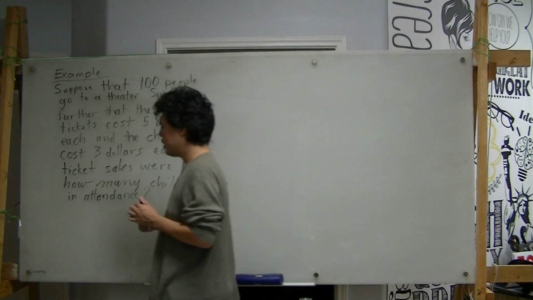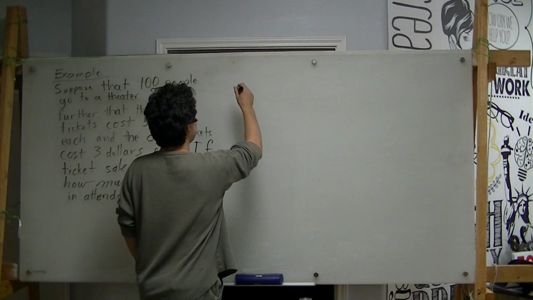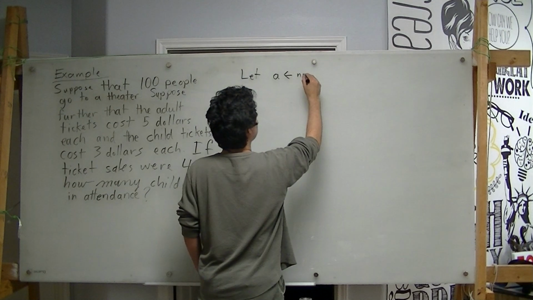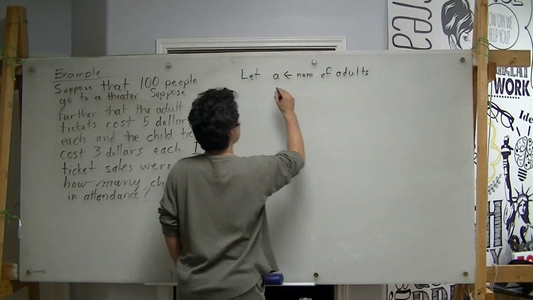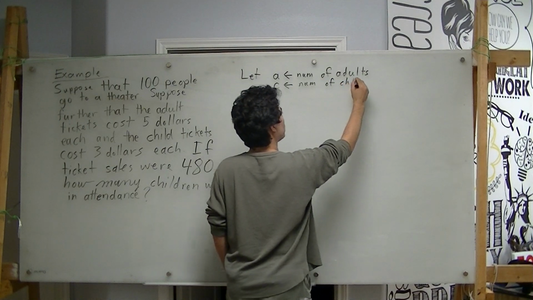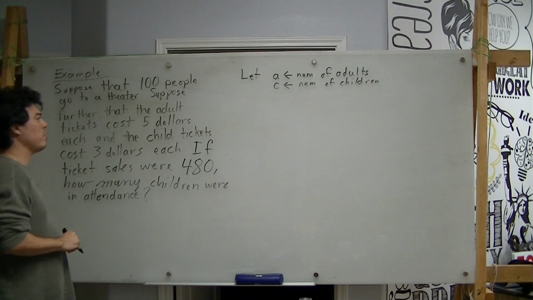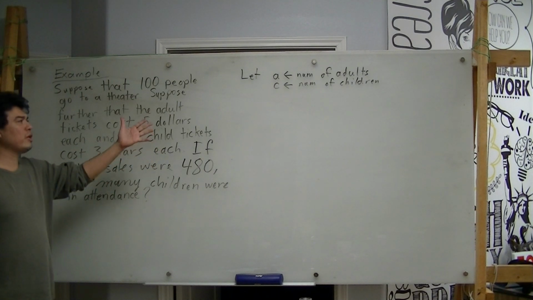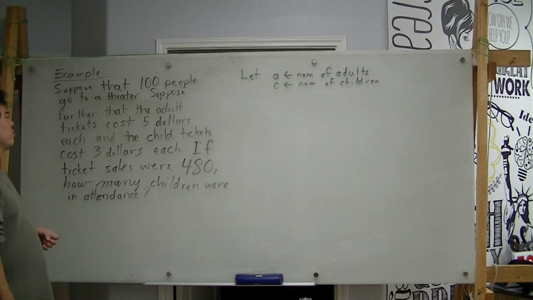Okay, now what does this say? The first thing we're going to do is label what our variables are going to be. So I'm going to let A be the number of adults, and I'm going to let C be the number of children. I recommend whenever you're solving problems, when you're going to put in a variable, you always want to label what it is. Here, the A is going to be the number of adults, C is going to be the number of children.